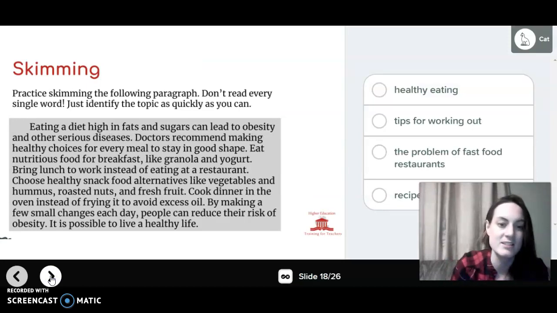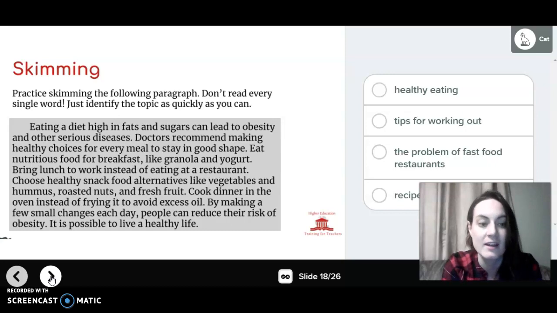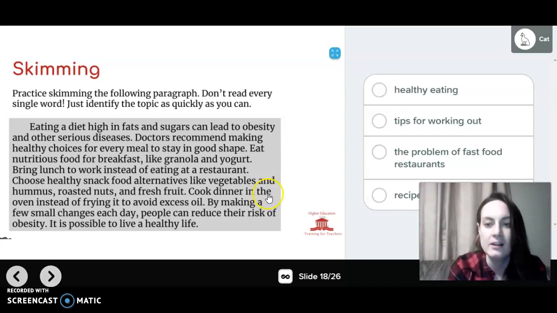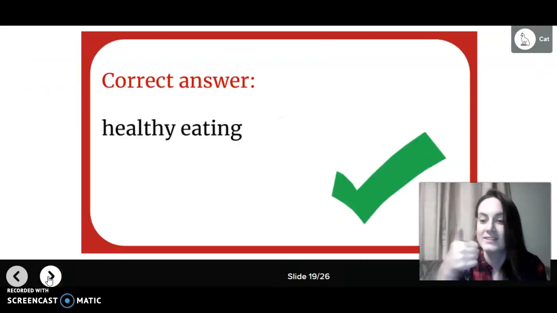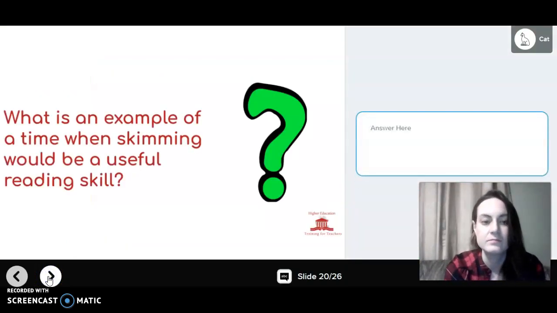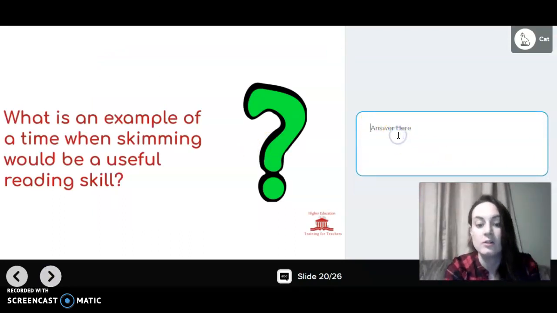Okay, so practice skimming the following paragraph. Don't read every single sentence. Just identify the topics as quickly as you can. Eating a diet high in fats and sugars can lead to obesity and other serious diseases. By making a few small changes each day, people can reduce their risk of obesity. It is possible to live in a healthy way. Healthy eating, I think. Yes, awesome.